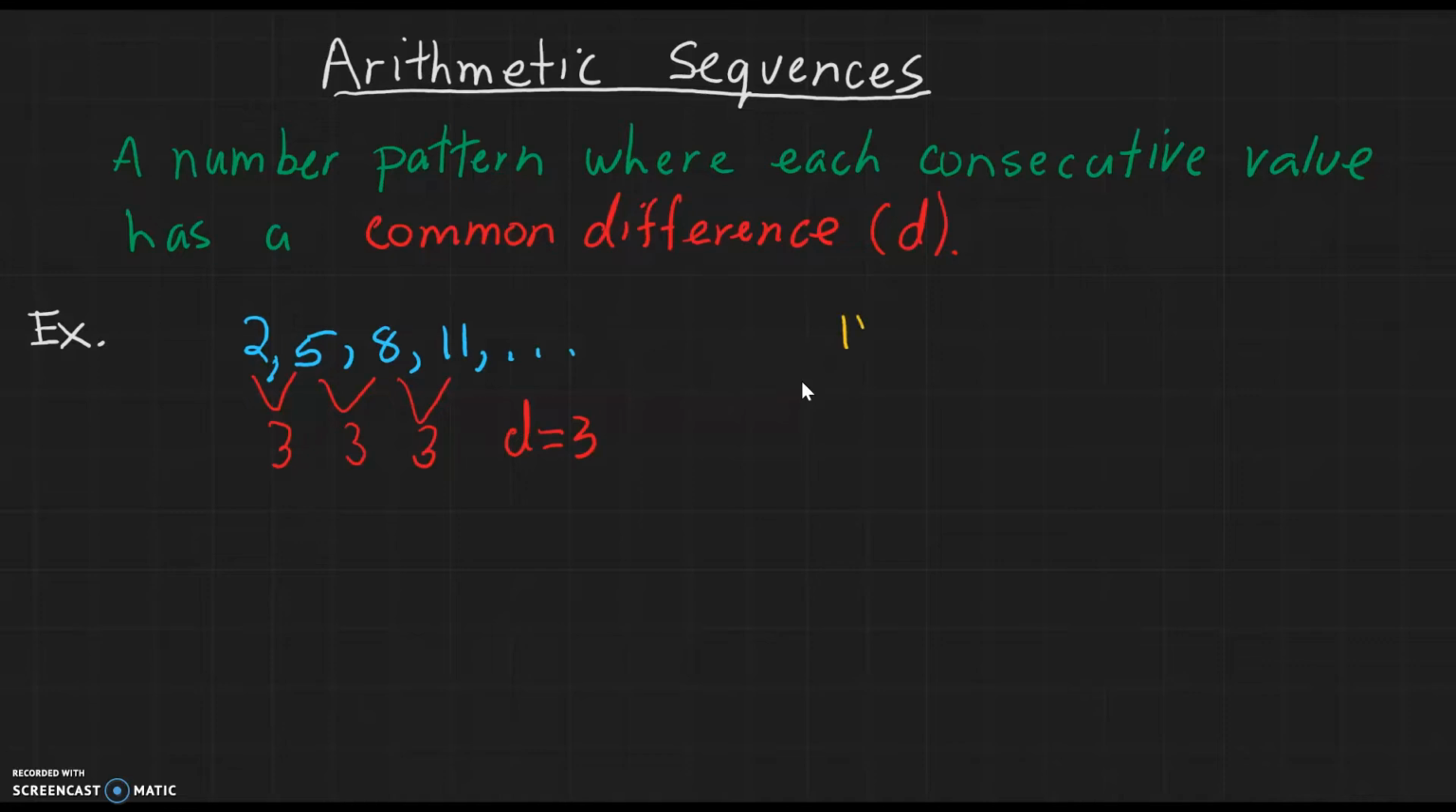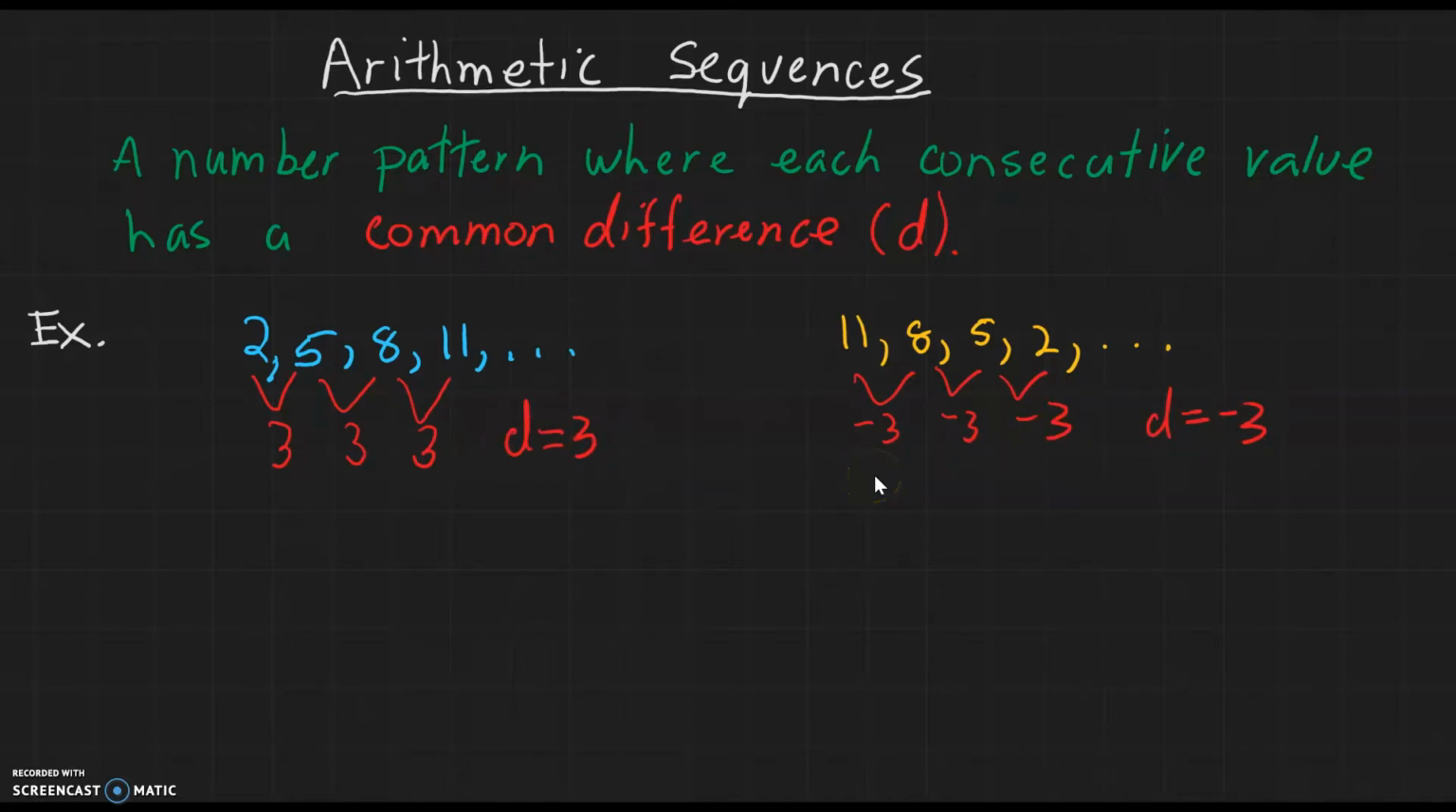Now real quick, we could have had a number pattern that went something like this: 11, then 8, then 5, then 2, and maybe it kept going in that direction. This time, if we take the difference, 8 minus 11 is negative 3, 5 minus 8 is negative 3, 2 minus 5 is negative 3. So in this case, D would equal negative 3. You have to be careful to get the right difference, whether it's positive or negative.